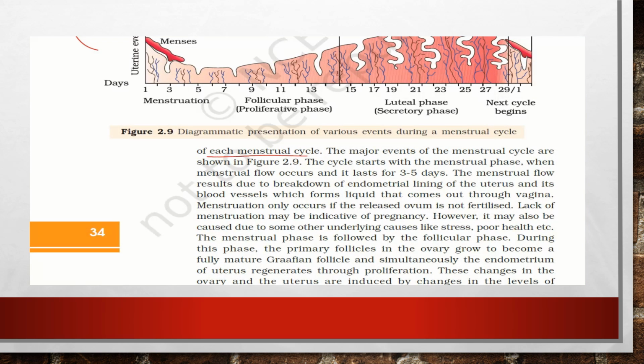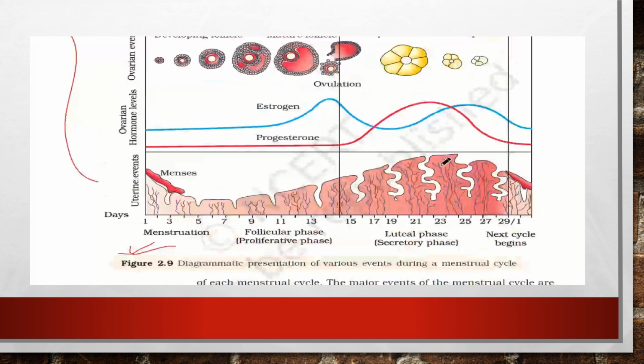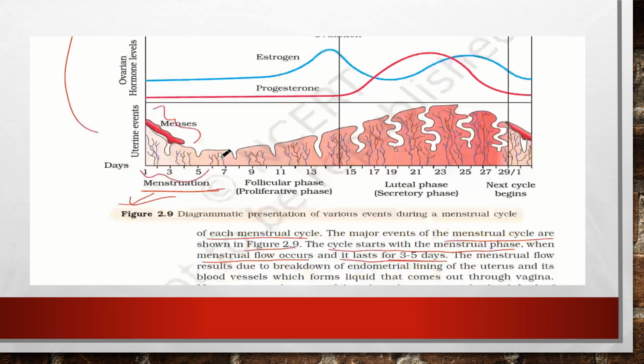What are the major events which are happening? The major events of the menstrual cycle are shown in figure 2.9. We will see this obviously. The cycle starts with the menstrual phase, when the menstrual flow occurs and it lasts for 3 to 5 days. So first is the starting of the menstrual flow, from day 1 to 5. This is the menstrual phase, or menstruation, when bleeding happens, and these are called menses. This lasts for 3 to 5 days.